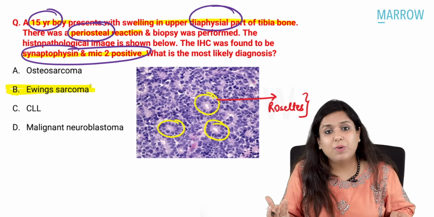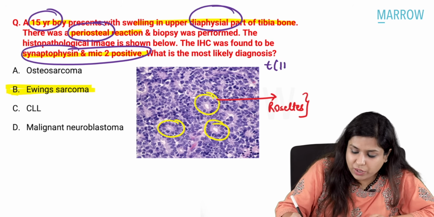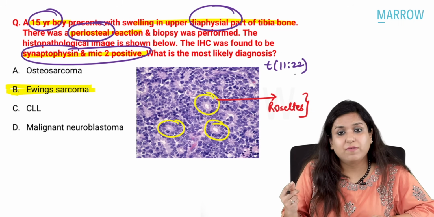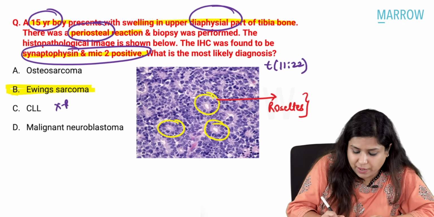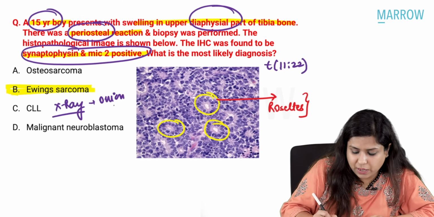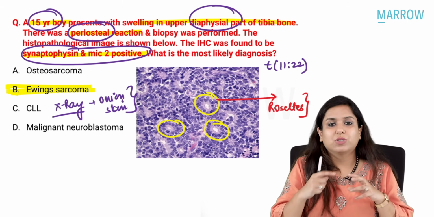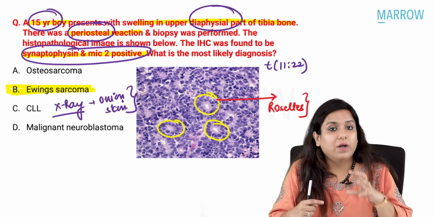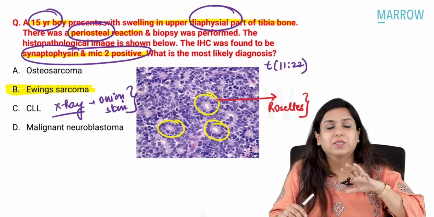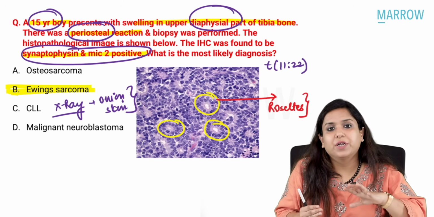I can also ask you, what is the translocation which can commonly be seen? So the translocation is t(11;22). Another thing which they can give in the keywords is the X-ray. The X-ray of Ewing sarcoma shows an onion skin or an onion peel appearance, because of periosteal reaction. Easy story, students. All the points are keywords in this clinico-pathologic question, and they all are leading you to the diagnosis of Ewing sarcoma.